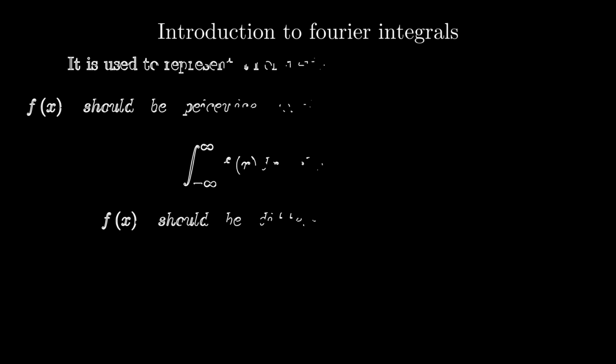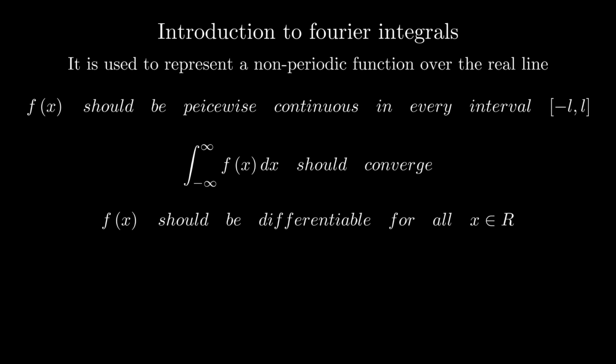Let us try to derive the Fourier integral from the Fourier series. The Fourier series was meant to represent a periodic function over the real line, but the Fourier integral is used to represent a non-periodic function over the same line. f of x should be piecewise continuous and differentiable if we need to compute the Fourier integral. It should also be absolutely integrable on the x-axis.